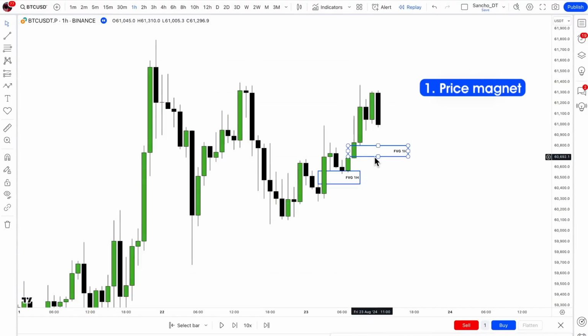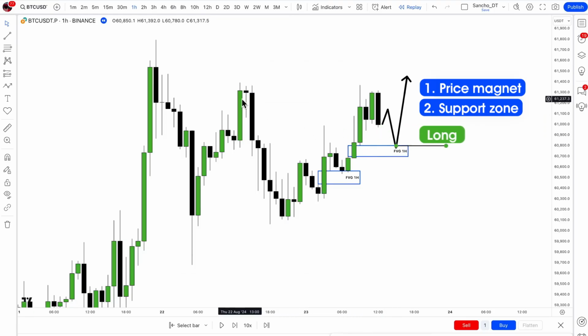Now let's examine imbalance from a pricing perspective. Primarily, it acts as a magnet for price. The market typically seeks to return to these areas to restore equilibrium. Additionally, imbalance represents a strong support zone. When the price reaches these levels, a noticeable reaction is expected, after which the market is likely to continue moving in the direction of the current trend. For traders, such zones present excellent opportunities for opening positions.